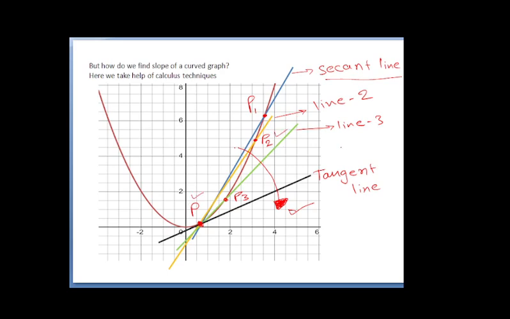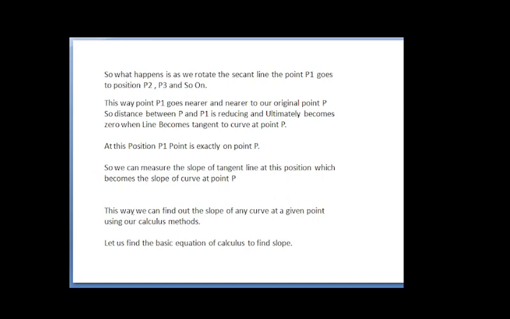We further rotate, so we come to this position, line 3, which intersects the curve at point P3 and point P. Slowly, as we keep rotating this line, a position will come where the line is tangent at point P, and that becomes our tangent line. Then we find the slope of this line at point P, and that gives us the slope of the curve at point P.